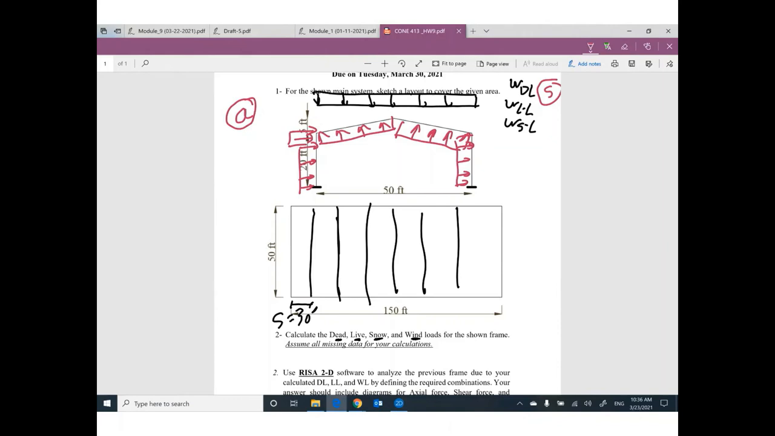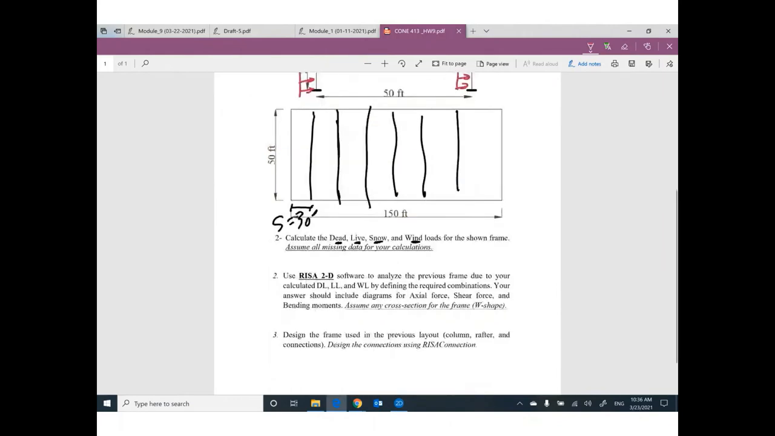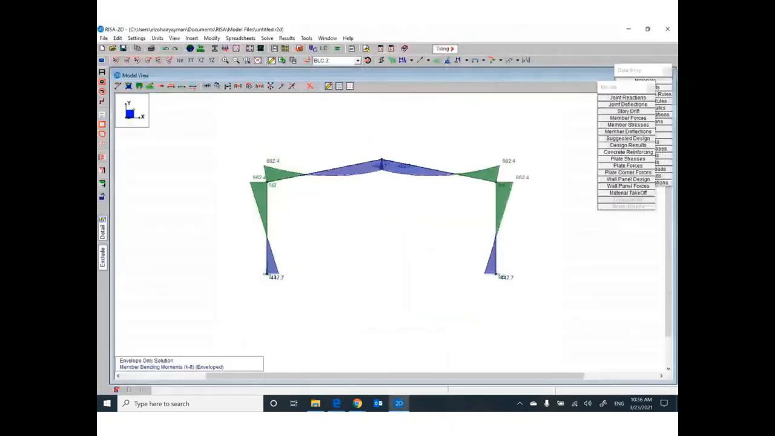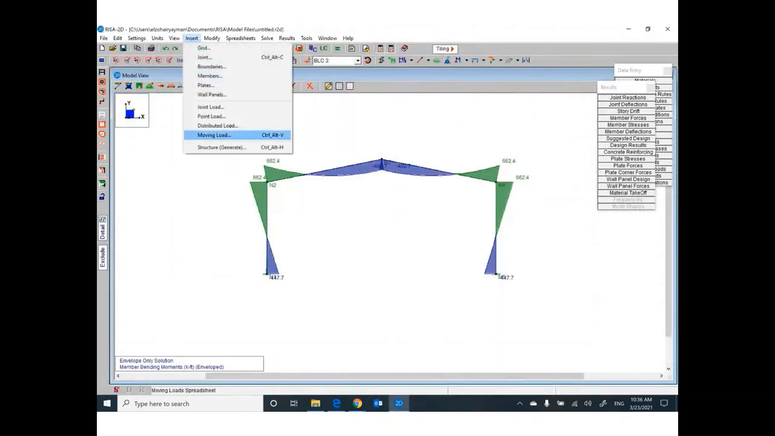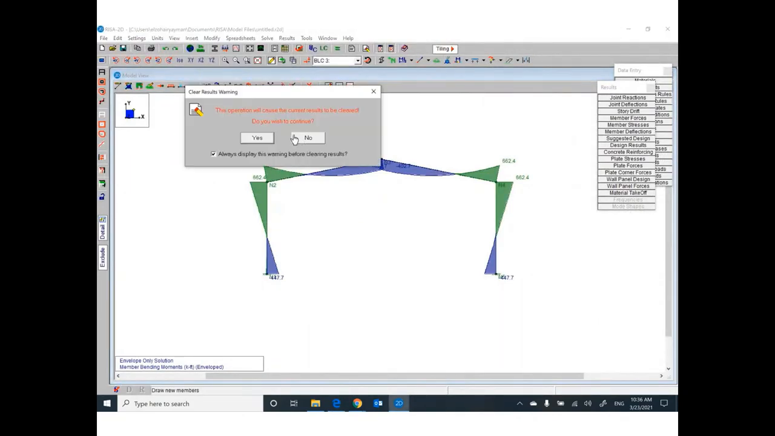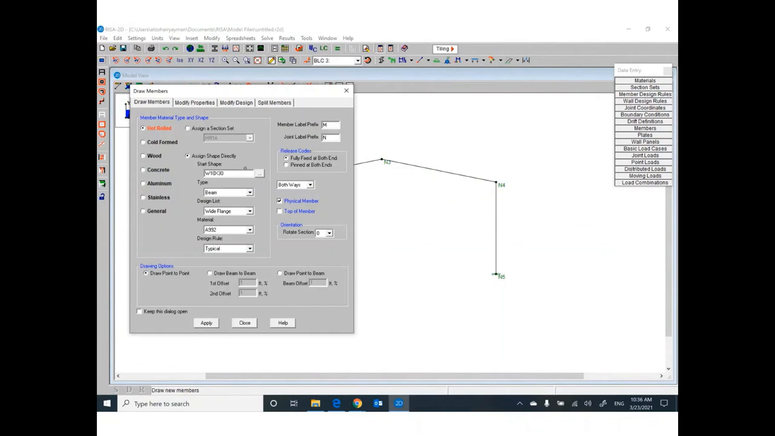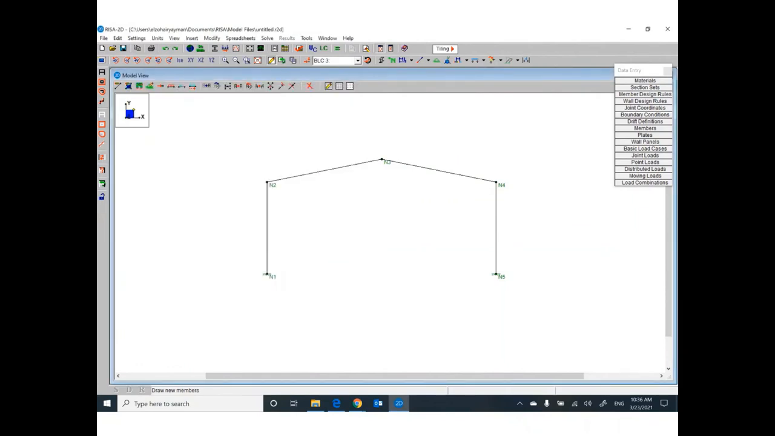Once you set up your dead load and the live load and the snow load and wind load, go ahead and use RISA to analyze this frame. When you are using RISA, you can assume any cross section like we did here in this frame. We assume the cross section to be W10 times 30.